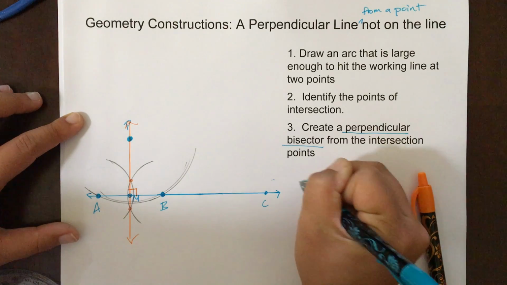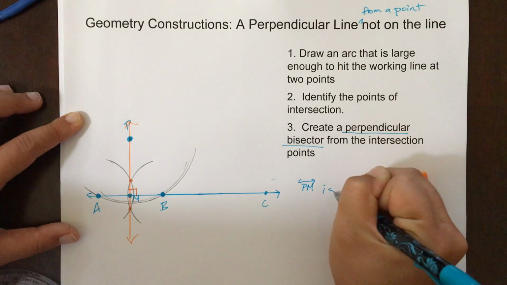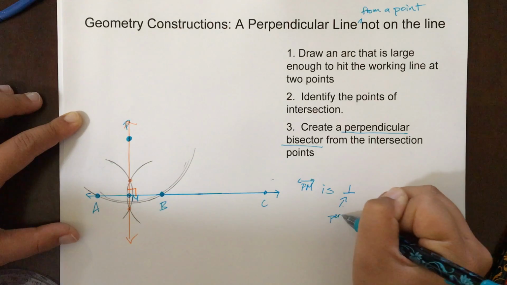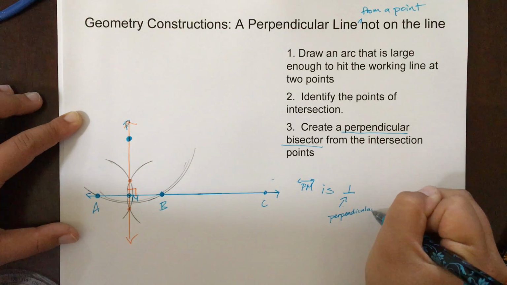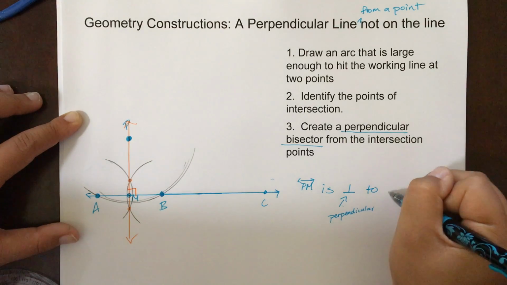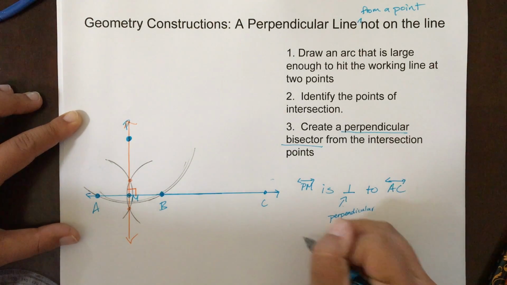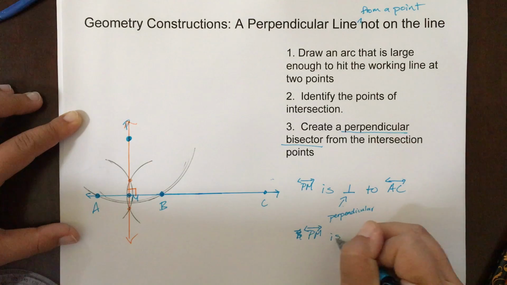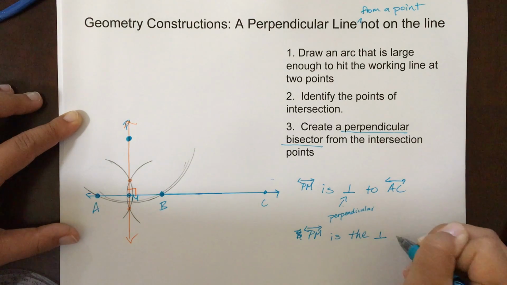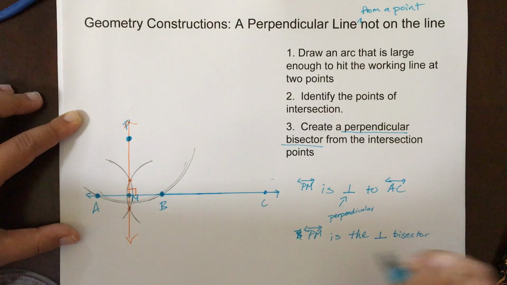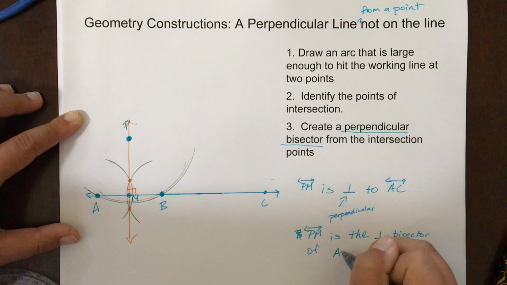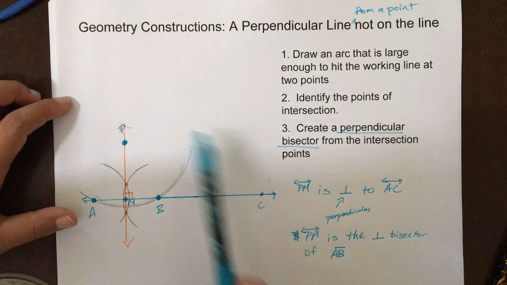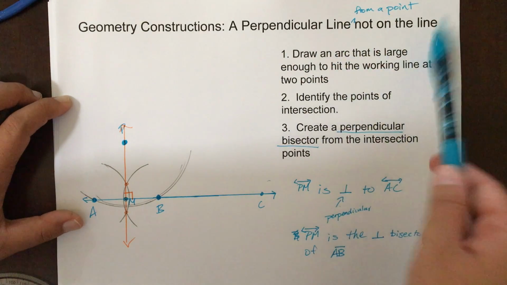So let's see, line PM is perpendicular. Check out this little symbol for perpendicular. That means perpendicular to AC. PM is the perpendicular bisector of AB, line segment AB. All right, so those are a couple things you should put in your notes. Remember, this is a perpendicular line from a point not on the line.